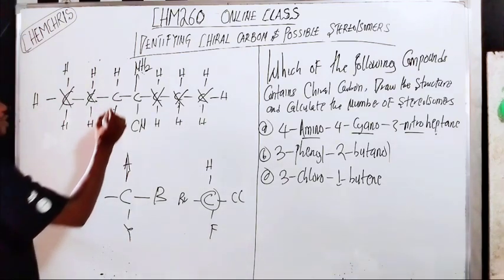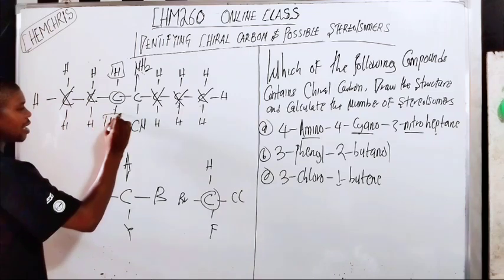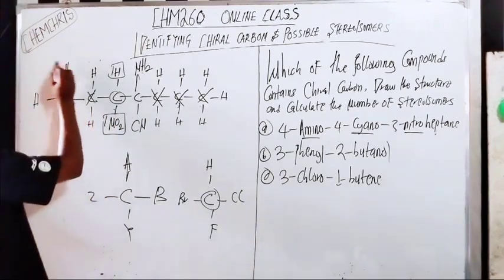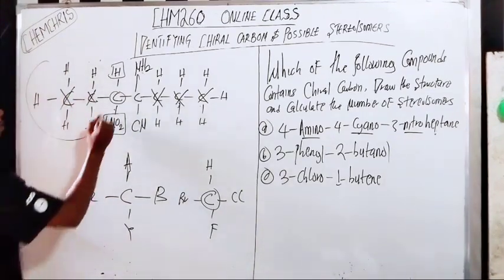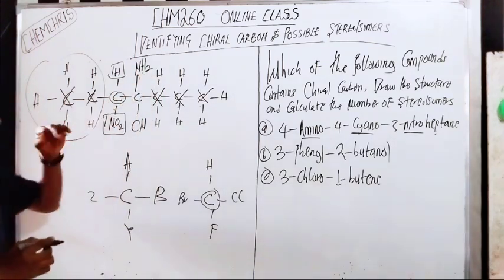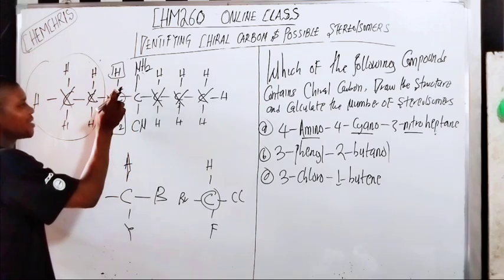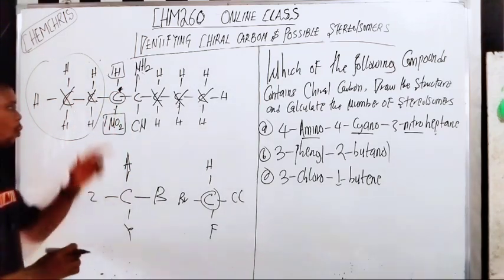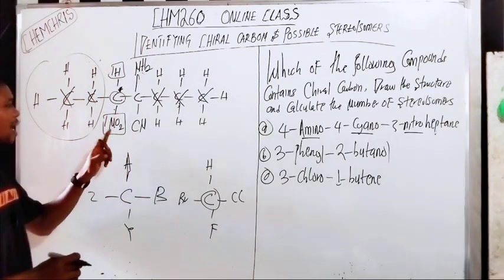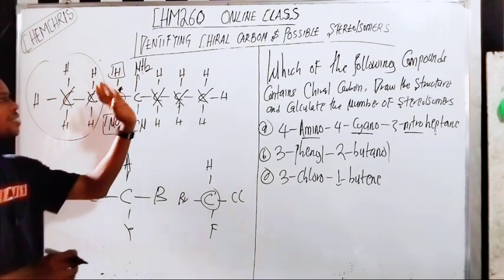Why? If you check this one here, it has hydrogen, NO2, the whole of this one here as one group, and the whole of this as another group. Do you understand? So this carbon has 4 different groups, so it is a chiral carbon. We are saying this because this carbon has hydrogen, NO2, this group and this group here. They are all different groups.